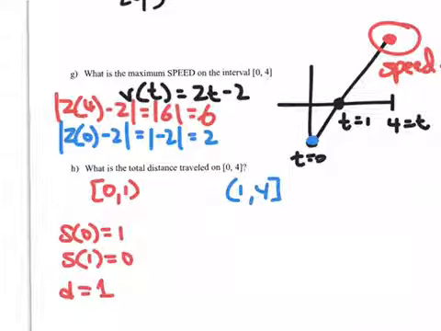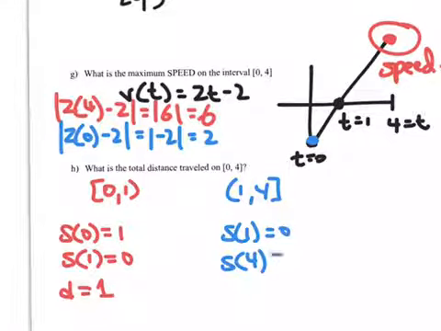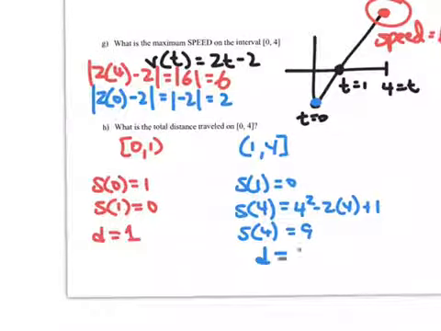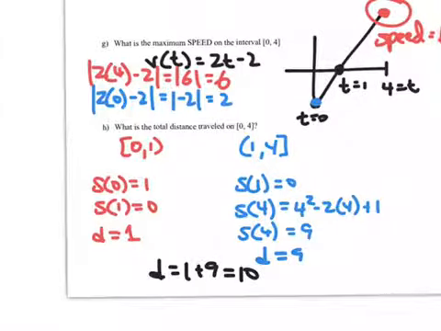Okay, the distance traveled in this second interval, again, we know that s of 1 is 0, and s of 4, oh boy, what was s again? s was t squared minus 2t plus 1. So 16 minus 8 plus 1 is 9. So s of 4 is 9, therefore the distance traveled there is 9, and the total distance traveled overall is 1 unit to the left and 9 units to the right, so it looks like 10 units.